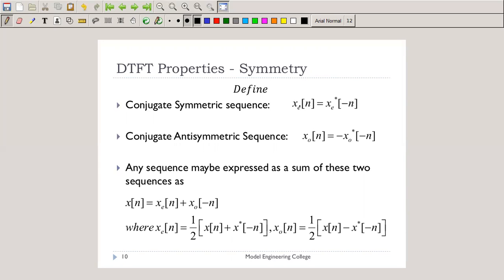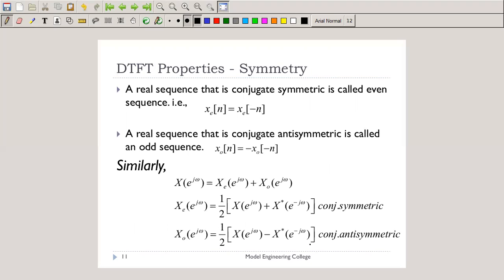Now, using this xe(n) and xo(n), any sequence x(n) can be represented as the sum of xe(n) and xo(n). That is, x(n) is equal to xe(n) plus xo(n). And here xe(n) is obtained by the expression xe(n) equal to half of x(n) plus x conjugate of minus n. Similarly, xo(n) is equal to half of x(n) minus x conjugate of minus n.